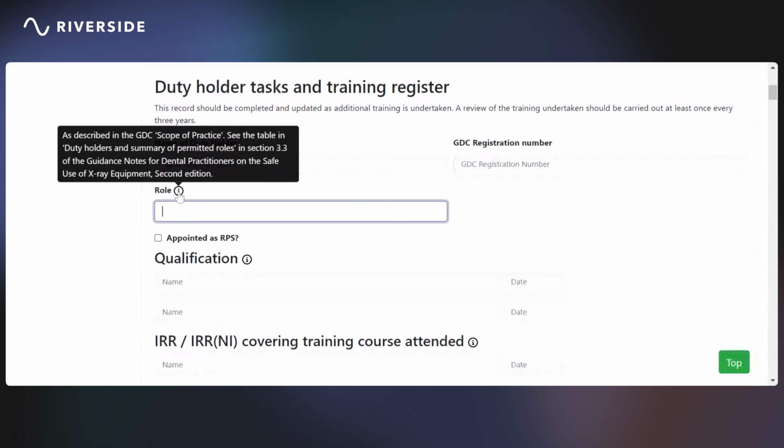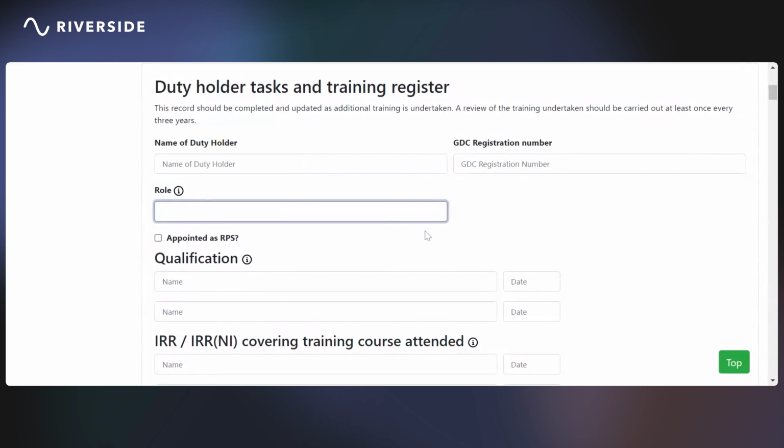There is also an information tab that can be seen here that directs you towards the GDC's scope of practice in terms of what roles can be undertaken at a dental practice. Under the role, we have a tick box for appointed as RPS. A radiation protection supervisor, RPS, is the person whose primary role is to make sure that your local rules are adhered to and be a port of call for anybody with any radiation protection issues within the practice.